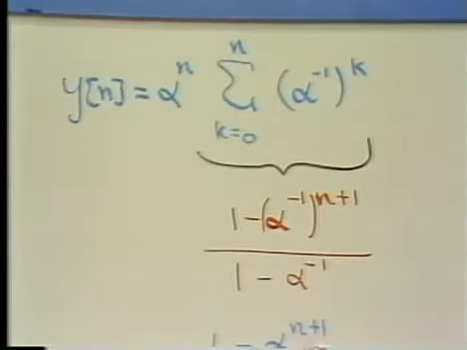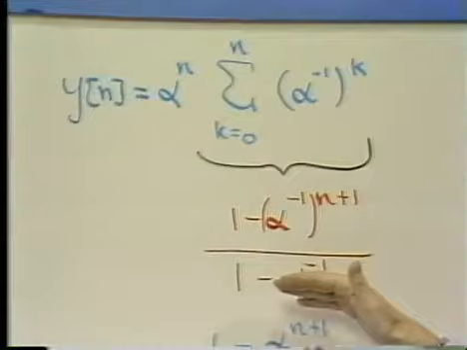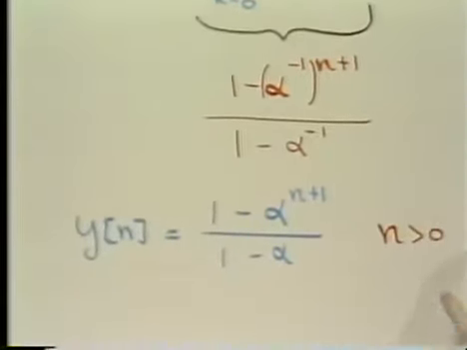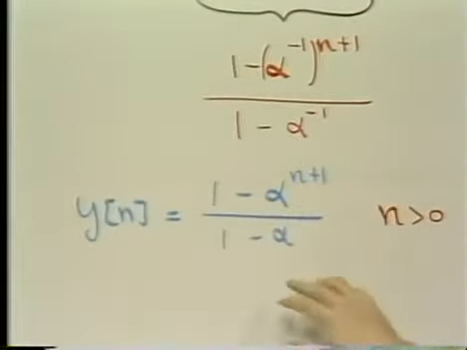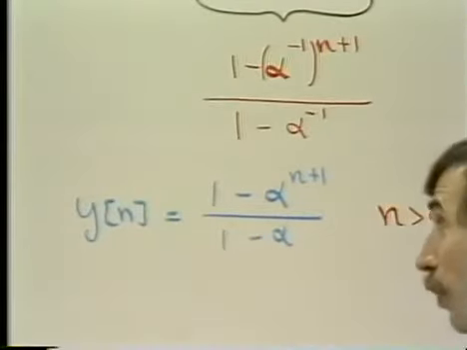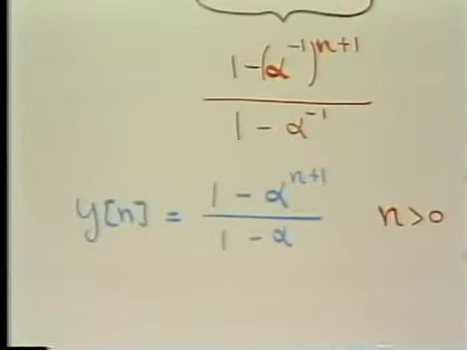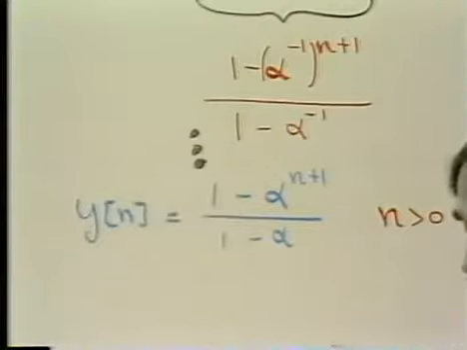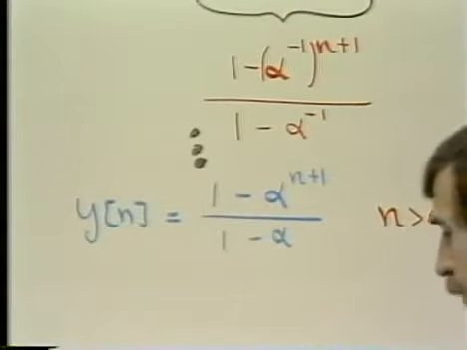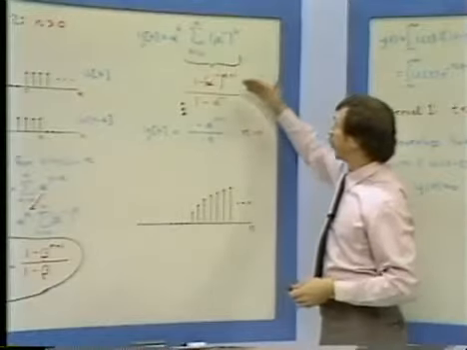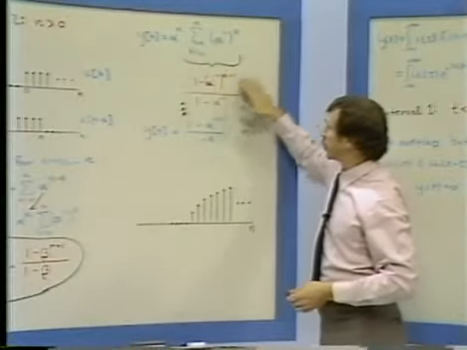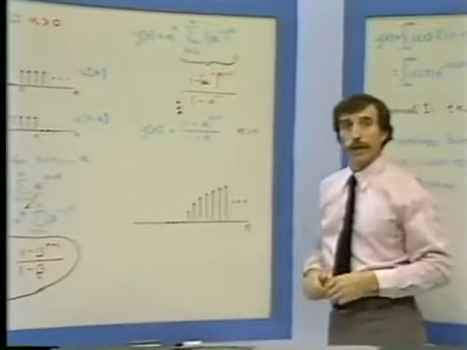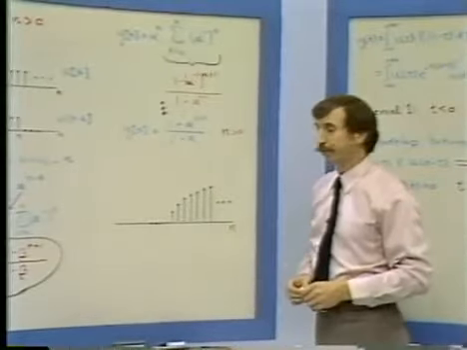And the final result that we end up with after a certain amount of algebra is y of n equal to 1 minus alpha to the n plus 1 divided by 1 minus alpha. And let me just kind of indicate with a few dots here that there is a certain amount of algebra required in going from this step to this step, and I'd like to leave you with the fun and opportunity of doing that at your leisure.